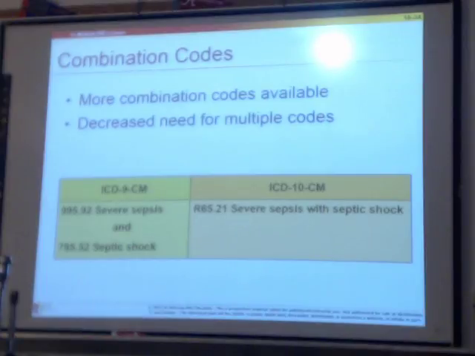So there are also more combinations of codes, and it decreased the need for multiple coding. So septic shock and severe sepsis are one code now. Some things were combined where you had to code multiple things before, and they were in alternative locations. Now you can find them in the same area.